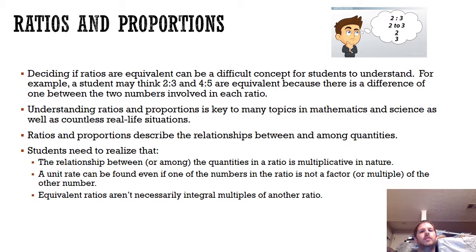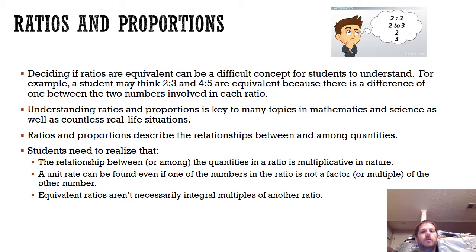So on to ratios and proportions. Deciding if ratios are equivalent can be a difficult concept for students to understand. For example, a student may think 2 to 3 and 4 to 5 are equivalent because there is a difference of 1 between the two numbers involved in each ratio.